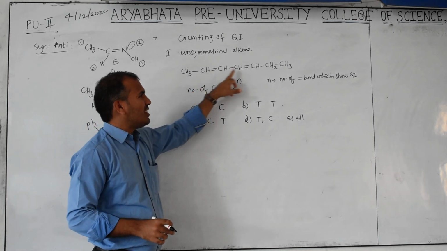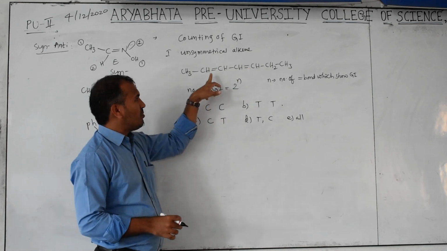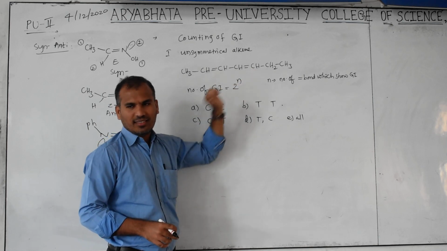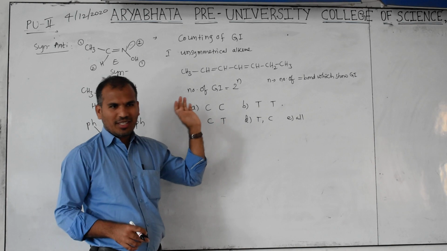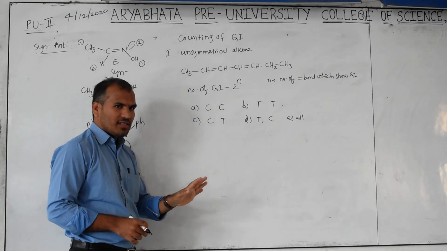This double bond has a cis possibility, this may be trans. This cis, this trans. This trans, this cis. That's the concept, so these 4 only. So like this they may also ask in the examination. Clear?